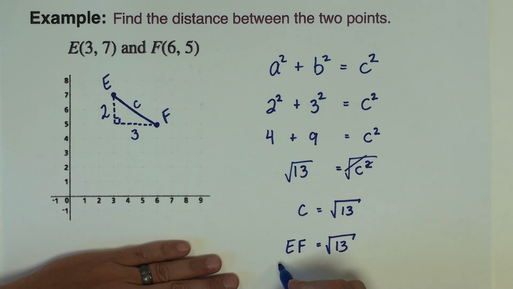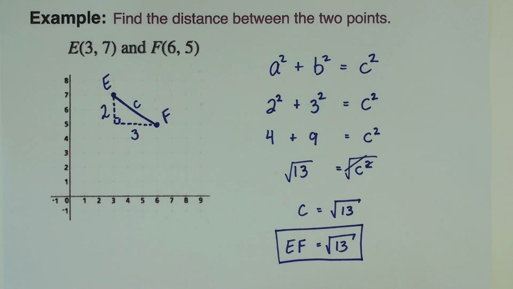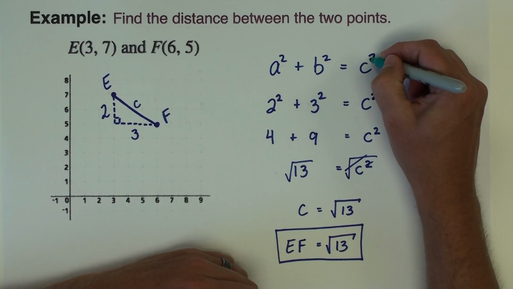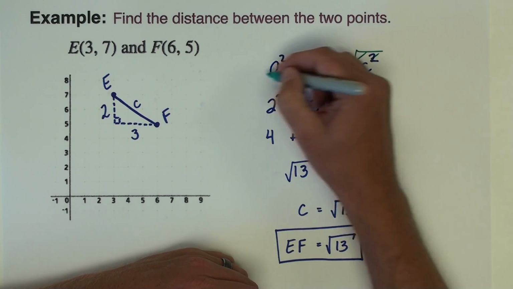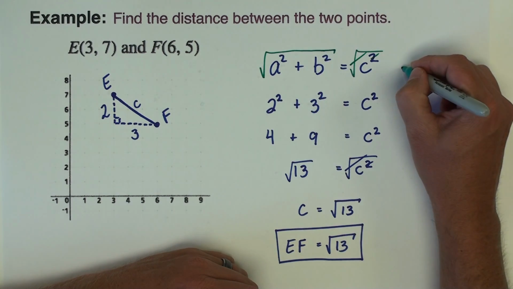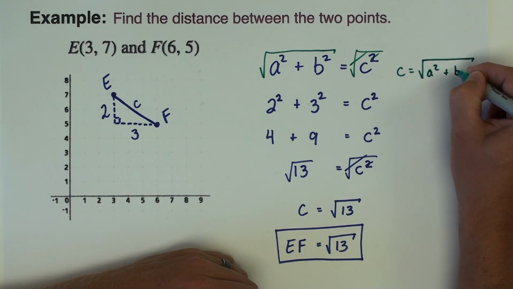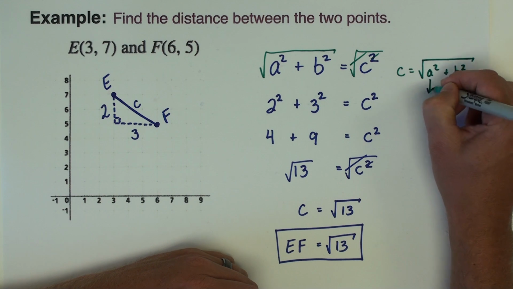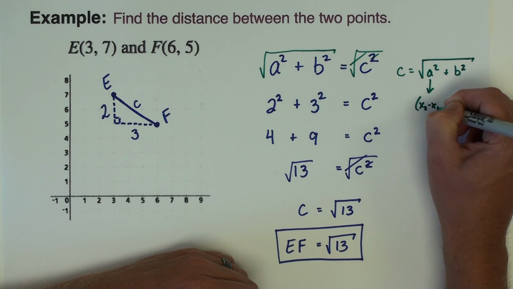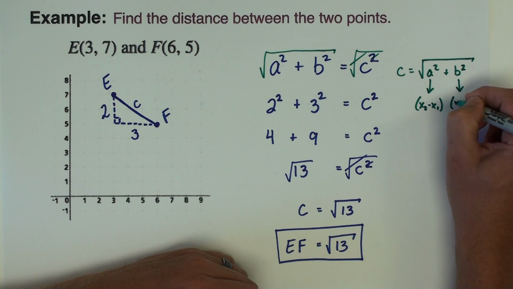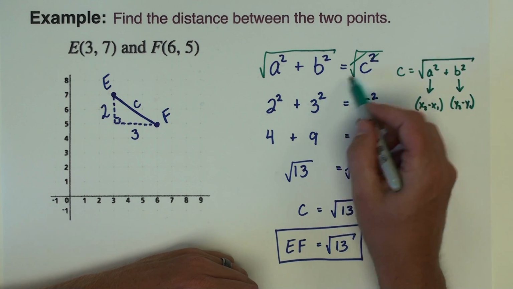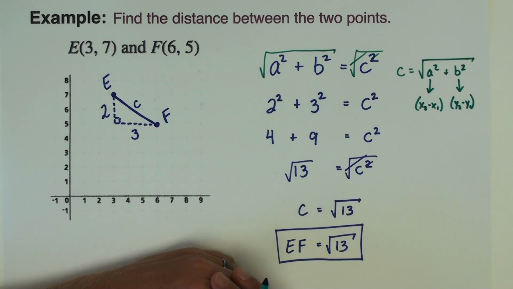Okay, so same exact answer. I just did it a little bit differently. But you can see how these are essentially the same exact thing, right? Up here, I could square root as my first step. And then we have c equals the square root of a squared plus b squared. And of course, a could be the x2 minus x1. B could be the y2 minus y1. And you can see how this formula is the exact same idea as distance formula.